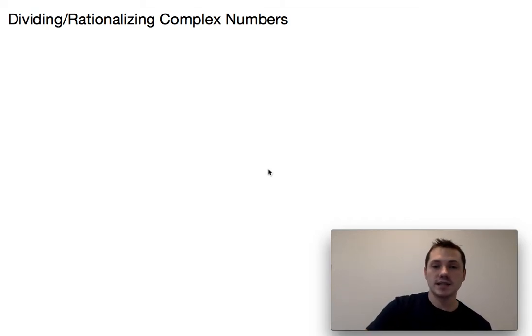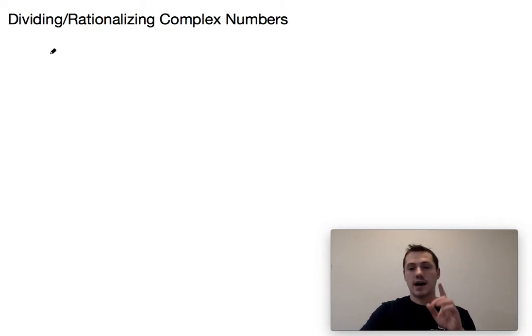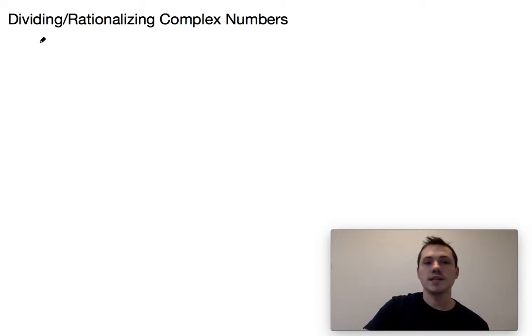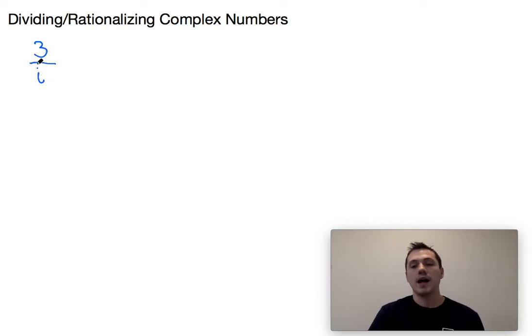The first is relatively simple, and that's where you just have I or a number multiplied by I in the denominator. So for example, maybe we have something like 3 over I. Well, the rule with complex numbers, just like the rule with radicals that you might remember, is that you don't want to leave I in the denominator, just like you don't want to leave a radical in the denominator.